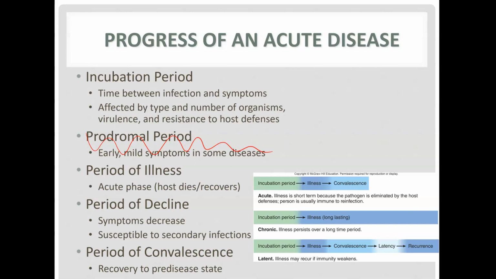Remember there's different categories of disease. So we're going to talk very briefly about acute diseases. And this is usually what you think of when you think of disease. But remember that you can have a chronic disease or a latent disease as well. So a chronic disease would be something like hepatitis, where once you get it, you have it for a very long time and you have to manage it for the rest of your life.